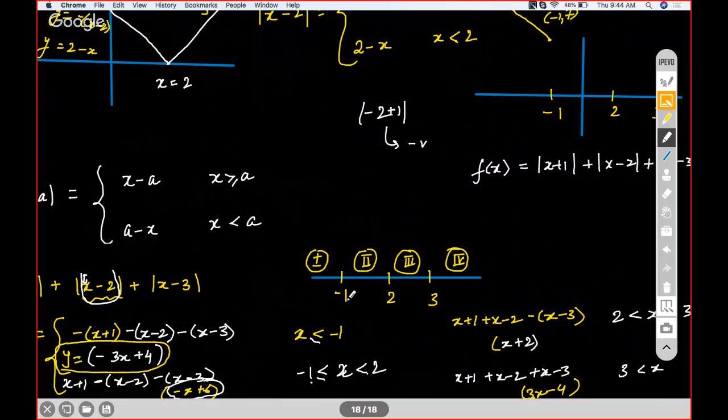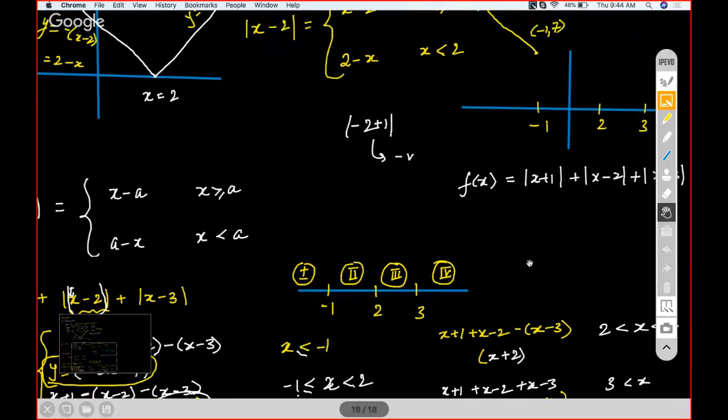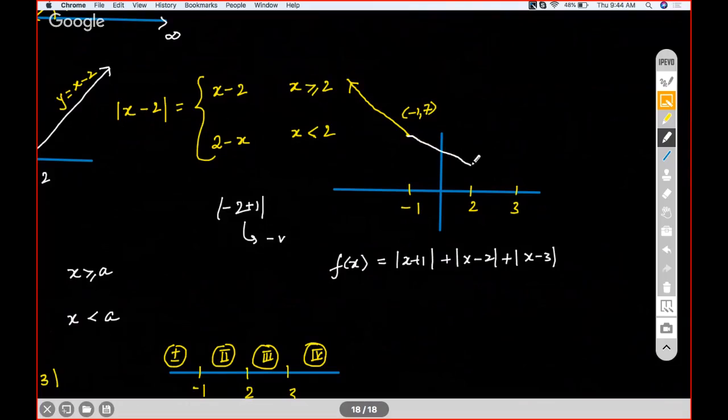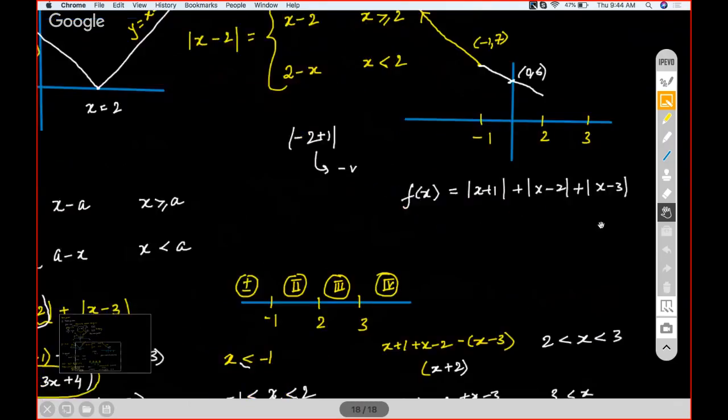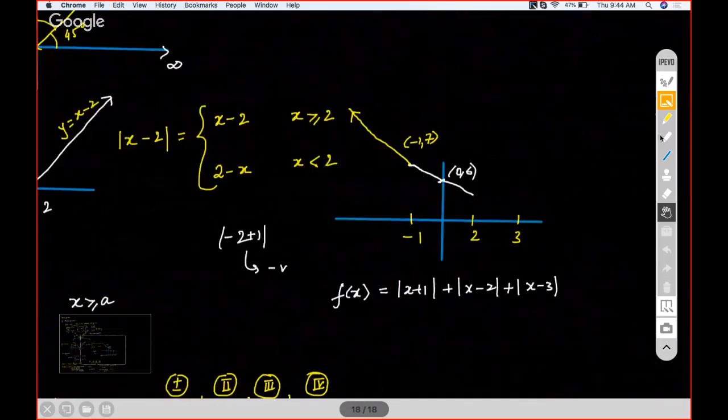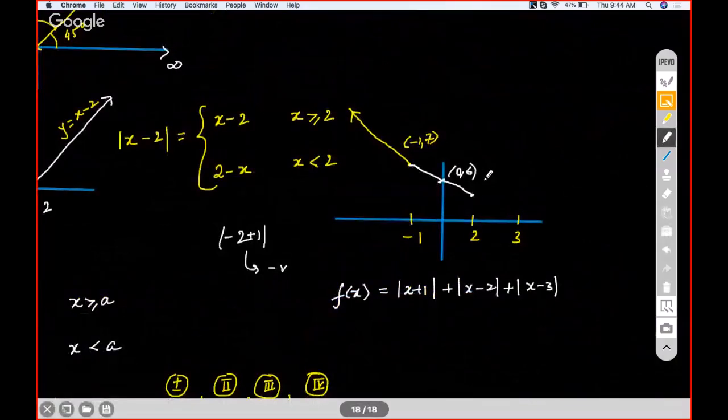So minus x plus 6 will now be a graph with a slightly lesser negative slope. It will go like this, cutting the axis at 6. This point will be 0 comma 6. And it will stop at 2. The value at which it will stop at 2 is minus 2 plus 6, which is 4. So this point will be 2 comma 4.